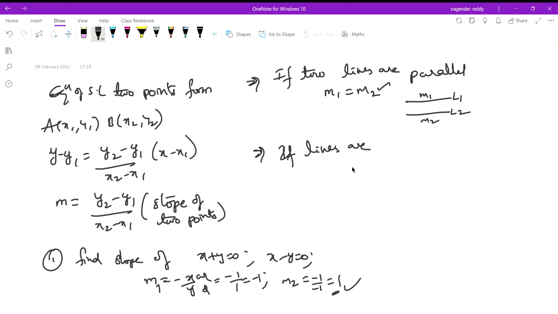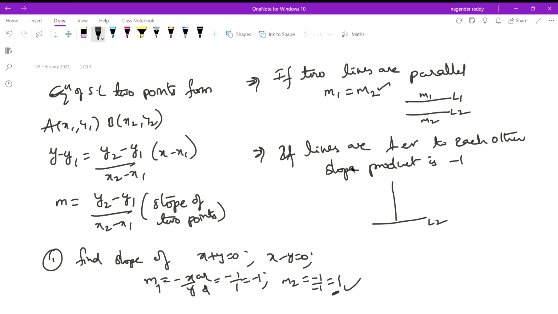And if the two lines are perpendicular to each other, then the slope product is minus 1. Suppose this is L1 and L2, the slope of L1 is m1 and the slope of L2 is m2. These two are at 90 degrees, which means the product m1 into m2 is equal to minus 1. This is the case of the slope of a line. You can discuss more questions based on this, then we can find other things.